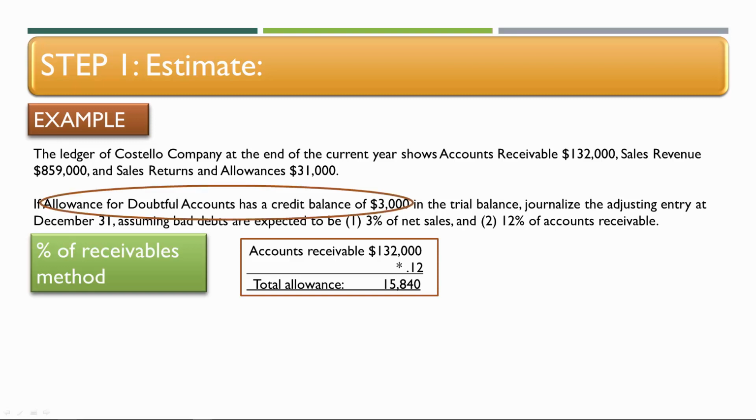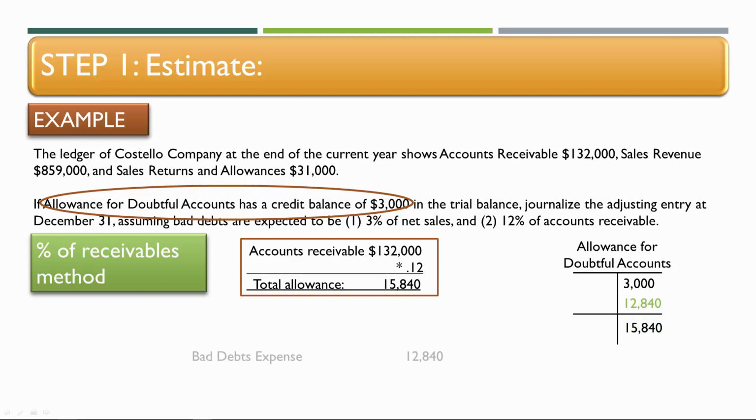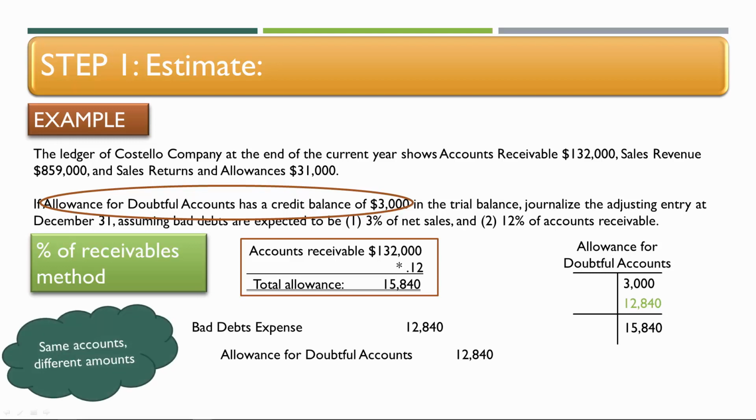So we need to go back and look at our problem, and we see here that currently that account has a credit balance of $3,000. So we're starting with a $3,000 balance in that account, and we've determined then that our total allowance needs to be $15,840. So the amount of our journal entry then is only going to be the $12,840. So we're going to debit bad debt expense and credit the allowance for the $12,840, so that our account ends up with a total allowance of the $15,840. Again, we're using the same accounts here, it's just the amounts are different.